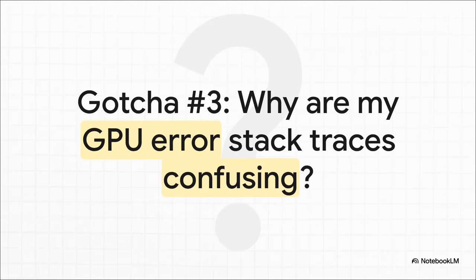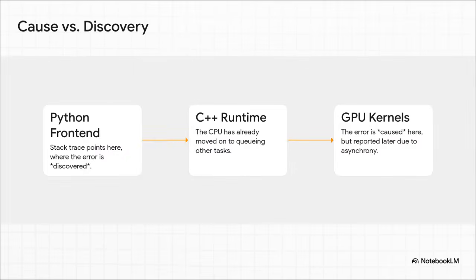And the last trap. This one can be a real headache when you're debugging. You get a GPU error, but the Python error message points to a line of code that seems to have absolutely nothing to do with the problem. You guessed it, this is also because of asynchrony. Let's look at our map. The actual error might happen way down here in a GPU kernel, but the CPU is already way ahead working on something else entirely up in the Python front end. The error only gets reported when the CPU finally gets around to checking in with the GPU. So the stack trace tells you where the CPU found out about the error, not where the error actually happened.